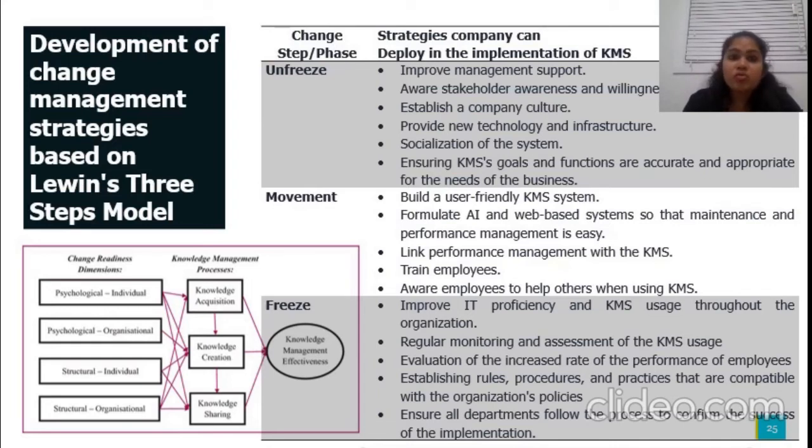Second, in the movement phase, allowing the staff appropriate time, opportunities, and training to learn how to use the KMS while taking into account the needs of the business is a must. Finally, the company has to create guidelines appropriate for the organization's rules and departments to ensure the implementation is effective in its freezing stage. That way, we can develop the change management strategies based on Lewin's three step model.